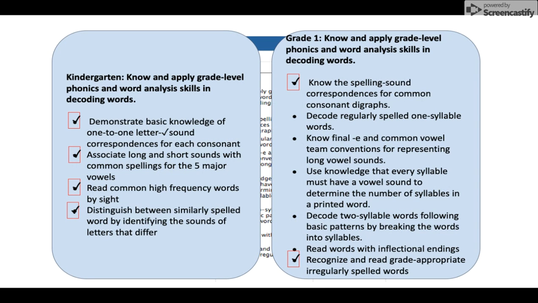This is what you should have determined. At the kindergarten level, Mario demonstrates basic knowledge of one-to-one letter sound correspondences for each consonant. He associates long and short sounds with common spellings for the 5 major vowels. He can read common high-frequency words by sight, and he can distinguish between similarly spelled words by identifying the sounds of letters that differ. At the 1st grade level, Mario knows the spelling sound correspondences for common consonant digraphs, and he can recognize and read grade-appropriate, irregularly spelled words.